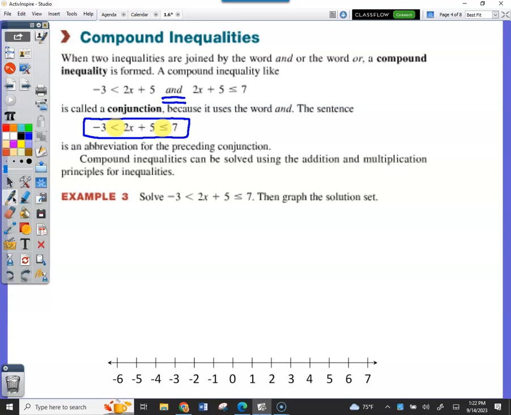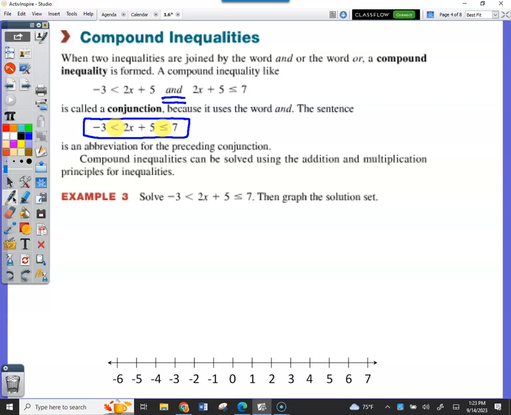Those 2 inequality signs are sandwiching 2x plus 5 in between. That's letting me know that the expression 2x plus 5 is literally in between the numbers -3 and 7. So you have to visualize that, okay?